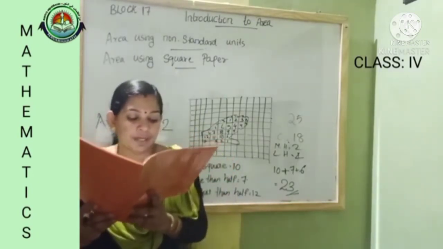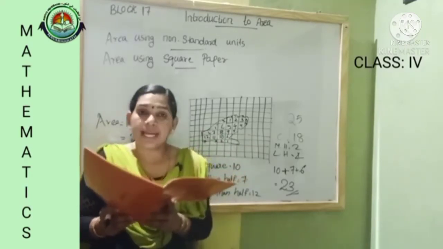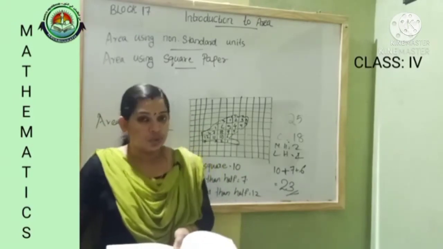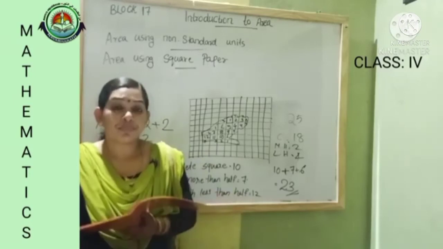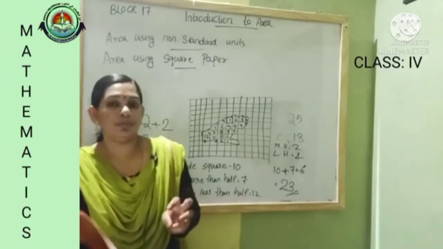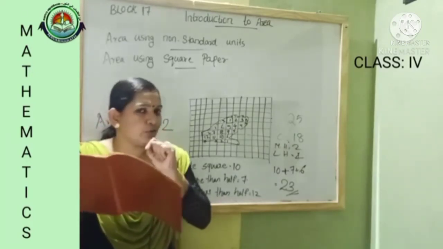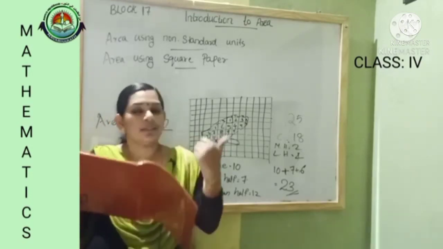Suraj wants to cover the floor of his room completely with tiles. So, Suraj wants to cover his room with tiles. For tiling, what should be measured? The area or the perimeter that I told you at the beginning of this class. Do you remember? Then write down. Why?